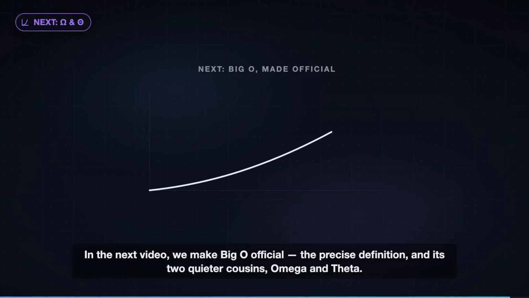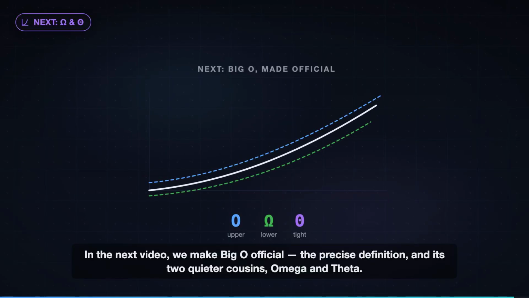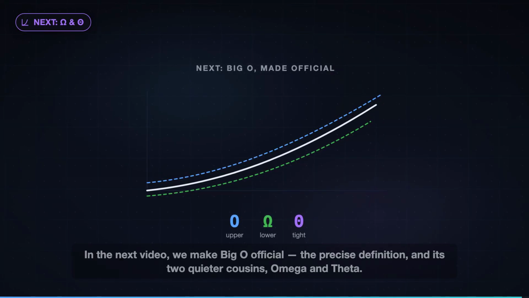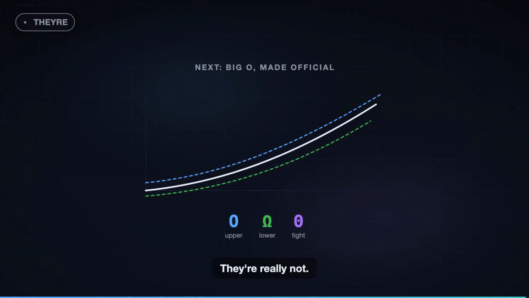In the next video, we make Big O official, the precise definition, and its two quieter cousins, omega and theta. They sound intimidating. They're really not. I'll see you there.